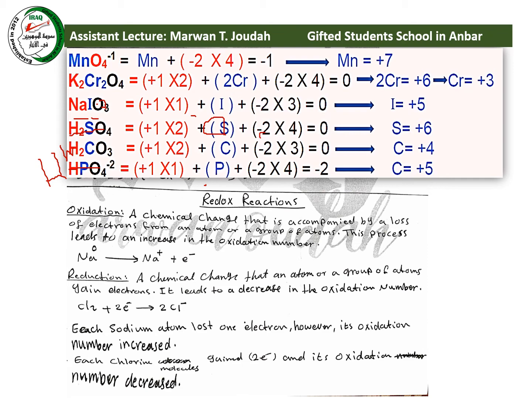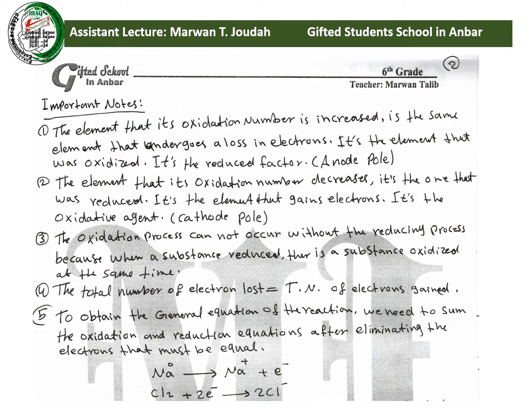Reduction is the opposite, which means that we gain electrons and the oxidation number decreases. It's the reverse. For this one, each sodium atom lost 1 electron, as we mentioned, and the oxidation number increased. The chlorine gained electrons, and the oxidation number decreased.